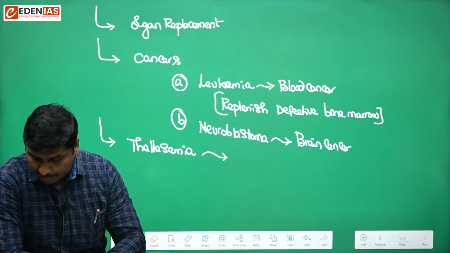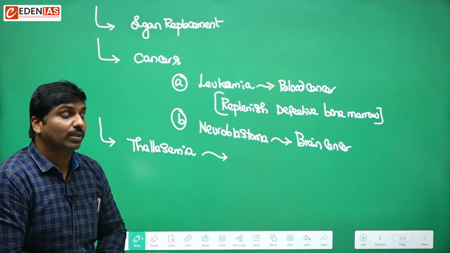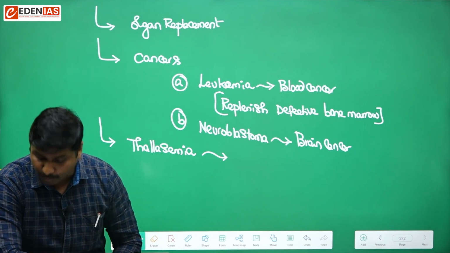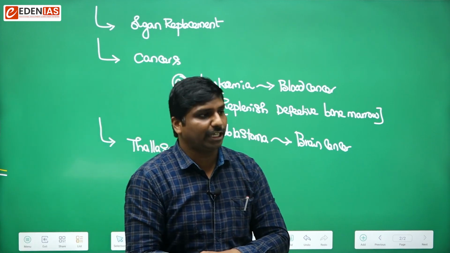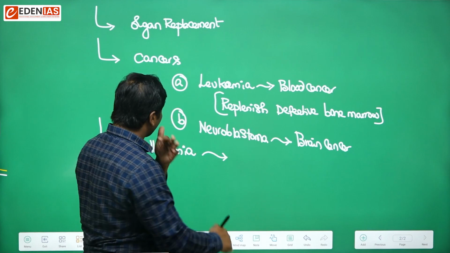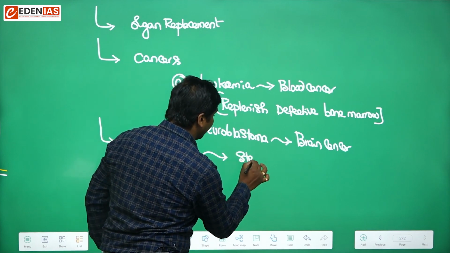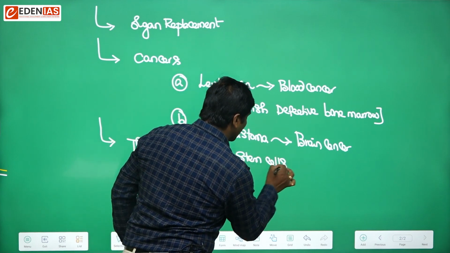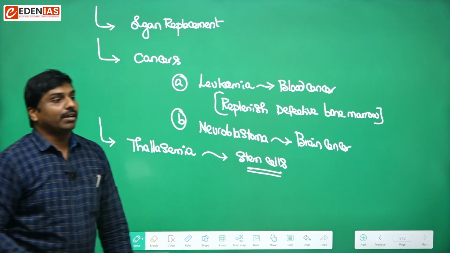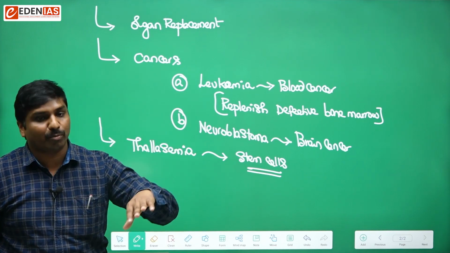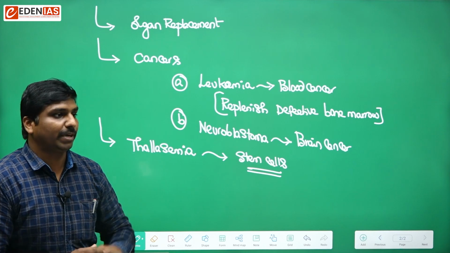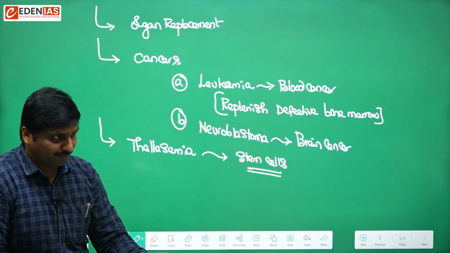Here what we will be doing is trying to restore the body's ability to produce healthy blood tissues. So here also we will use stem cells, so that we can use these stem cells for production of healthy blood tissues.